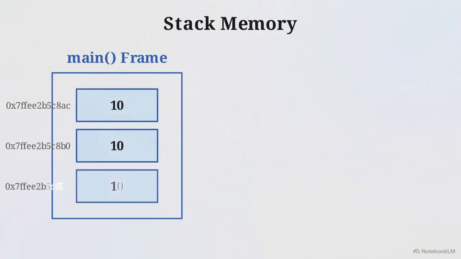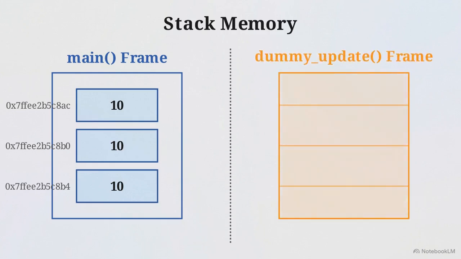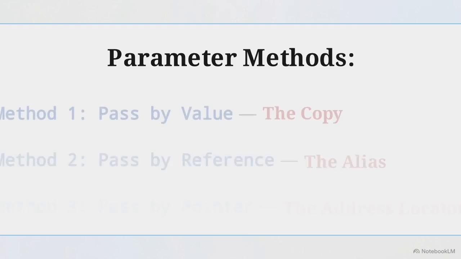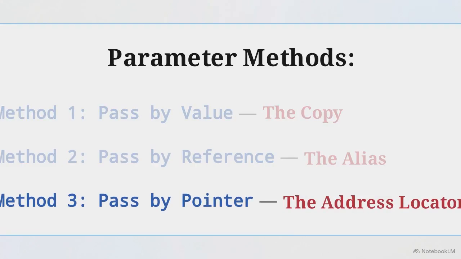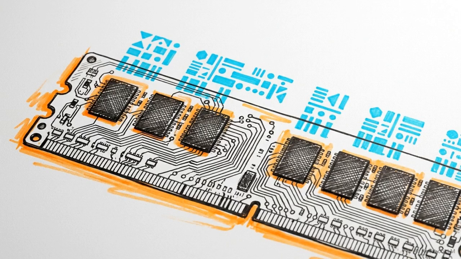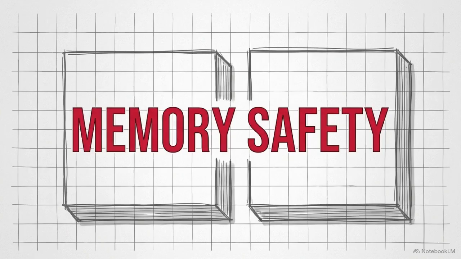Here is our main function stack frame, mapped out with our memory blocks holding 10 at specific hexadecimal addresses. When dummyUpdate is called, the system spins up a completely new, isolated stack frame. We will pass our variables using passByValue, passByReference, and passByPointer. Mapping how the RAM reacts to each of these methods reveals the physical logic governing each call. Visualizing this stack behavior provides the mental model needed to manage memory and avoid segmentation faults.